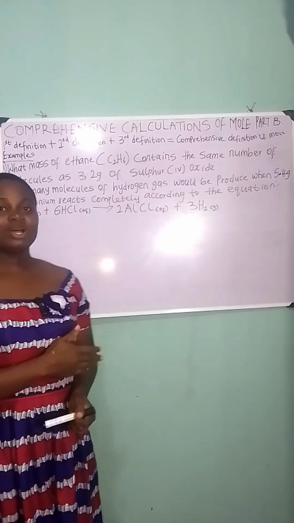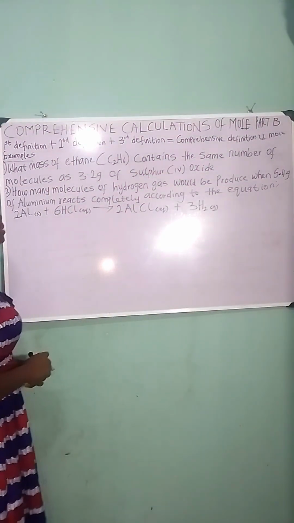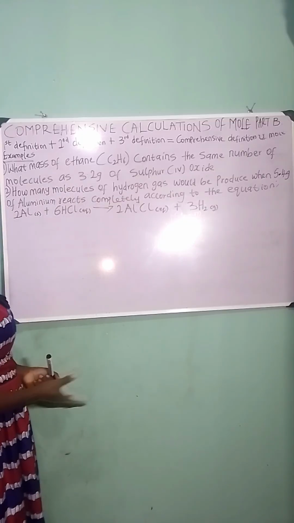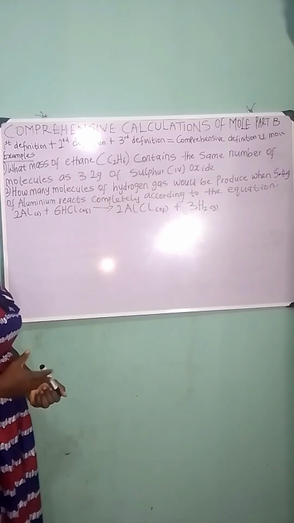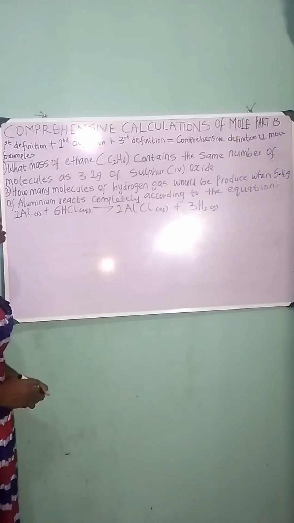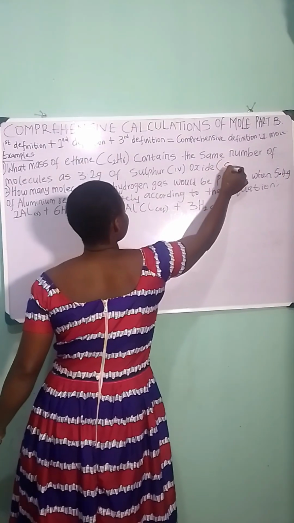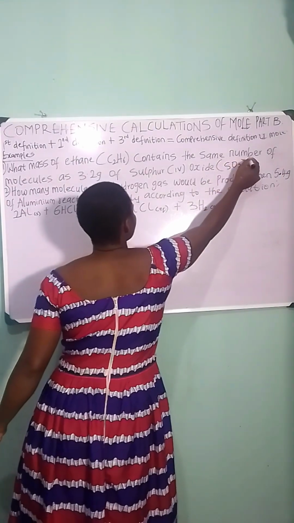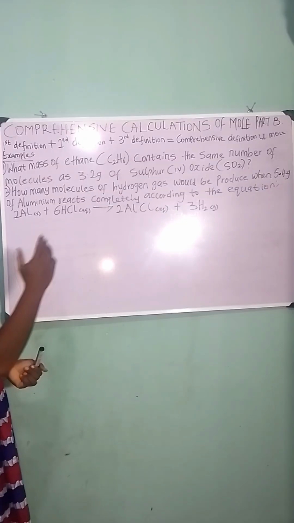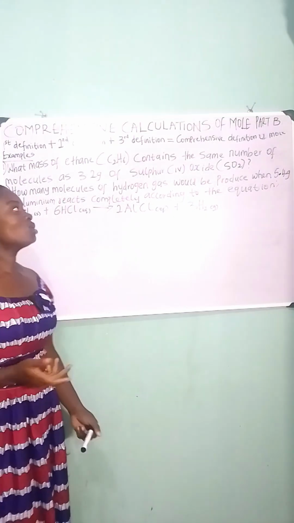Okay, now we are still on comprehensive definitions of a mole. Let's continue with our questions. What mass of ethane contains the same number of molecules as 3.2 grams of sulfur 4 oxide? Ethane is C2H6, sulfur 4 oxide, that is SO2. Okay, beautiful.